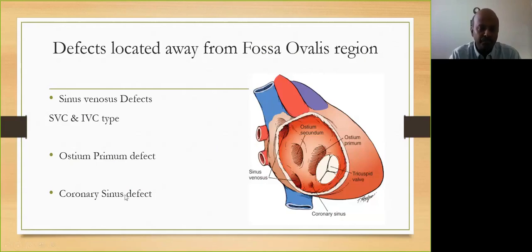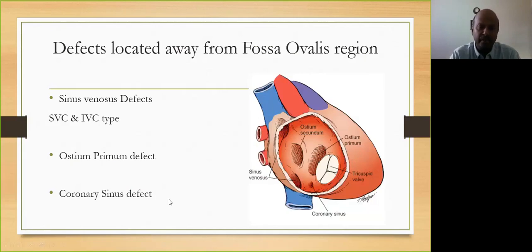Coronary sinus defects are quite uncommon, and they are usually located posterior inferior to the fossa ovalis region. On the right atrial side, the location would be where the coronary sinus opens into the right atrium. And on the left atrial aspect, this defect would be just adjacent to the posterior medial cusp of the mitral leaflet.